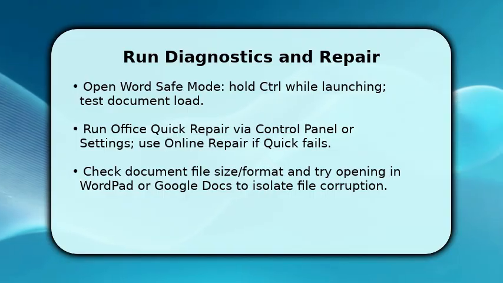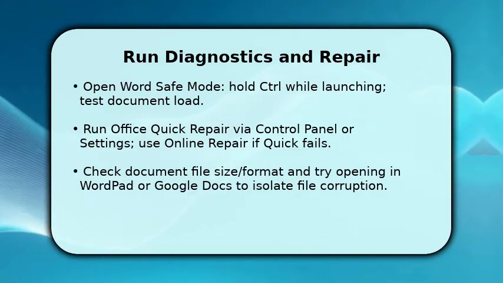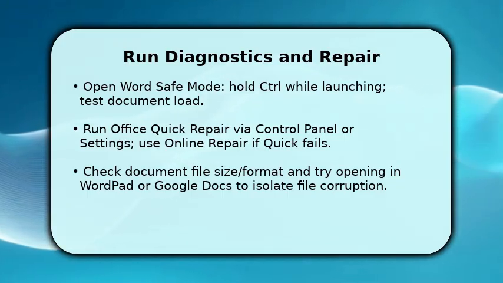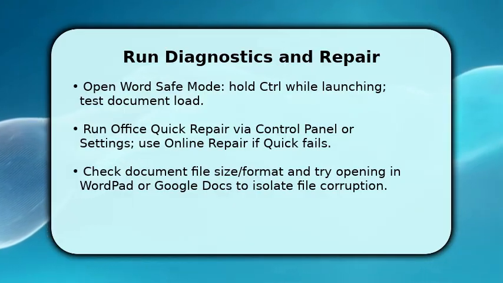Launch Word in safe mode by holding Control while opening. That disables add-ins and reveals if extensions cause freezes. If safe mode works, disable or remove problematic add-ins. Then run Office Quick Repair from Programs. If issues persist, choose Online Repair to reinstall core files.